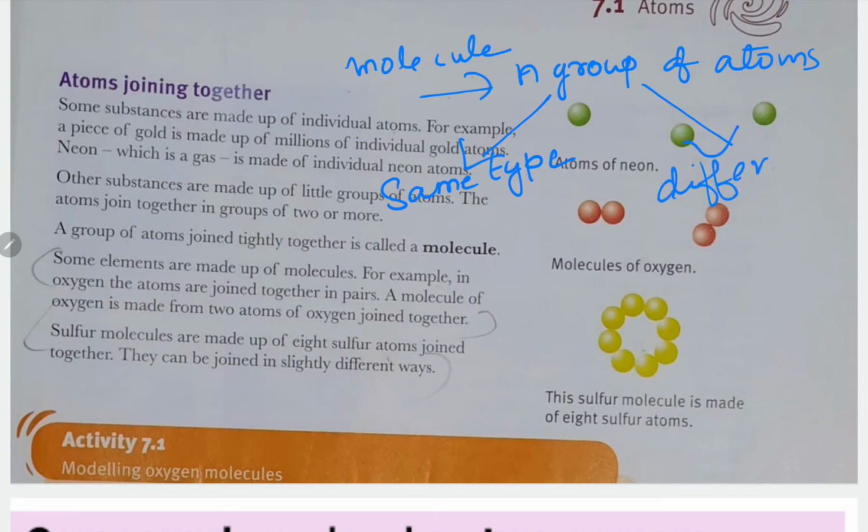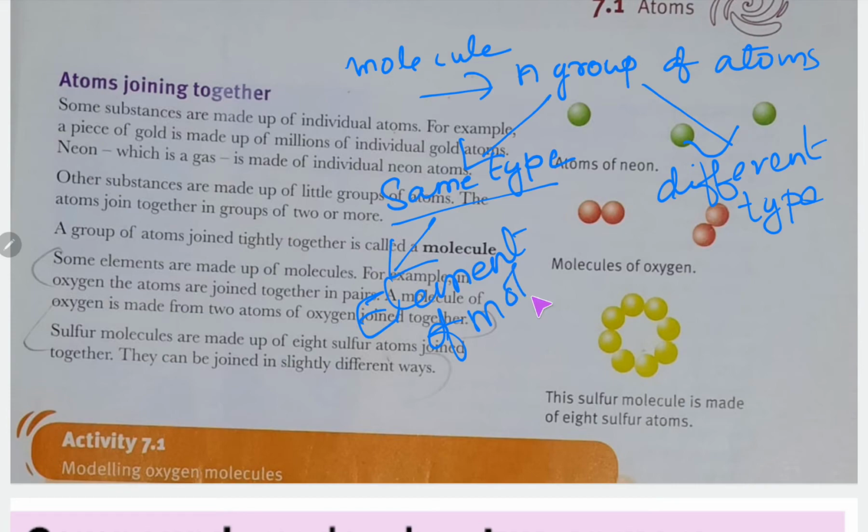സെയിം ടൈപ്പ് ഓഫ് ആറ്റംസും ജോയിൻ ചെയ്യാം, ഡിഫറെൻറ്റ് ടൈപ്പ് ഓഫ് ആറ്റംസും ജോയിൻ ചെയ്യാം. അപ്പോൾ ജസ്റ്റ് മോളിക്യൂൾ എന്ന് പറയണമെങ്കിൽ ഒരു ഗ്രൂപ്പ് ഓഫ് ആറ്റംസ് ആവണേ ഉള്ളൂ. ഇറ്റ് ക്യാൻ ബി ഐദർ സെയിം ടൈപ്പ് അല്ലെങ്കിൽ ഡിഫറെൻറ്റ് ടൈപ്പ്. സെയിം ടൈപ്പ് ആണെങ്കിൽ നമ്മൾ എലമെന്റ് എന്ന് പറയും, എലമെന്റ് ഓഫ് മോളിക്യൂൾസ്.